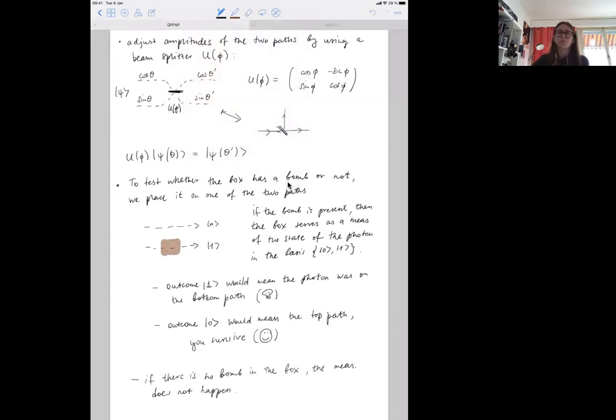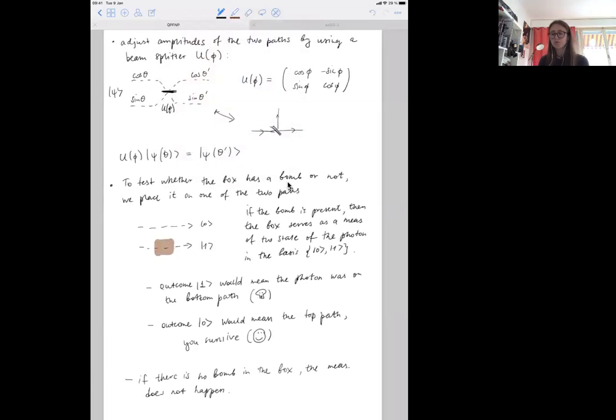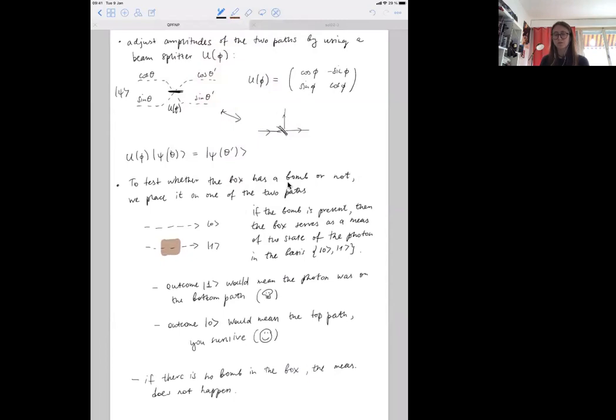Okay, so we've finished characterizing our box with bomb or without bomb, and which operations it corresponds to. So now we're ready to go to the bomb test setting, which is exactly the setting of the Mach-Zehnder interferometer. Suppose that we have an incoming photon on a top path, so in a state 0. Then we have our first beam splitter, U of pi over 4.